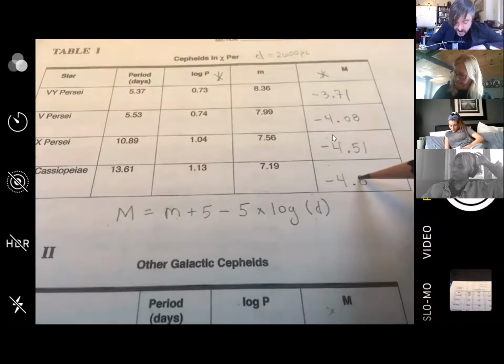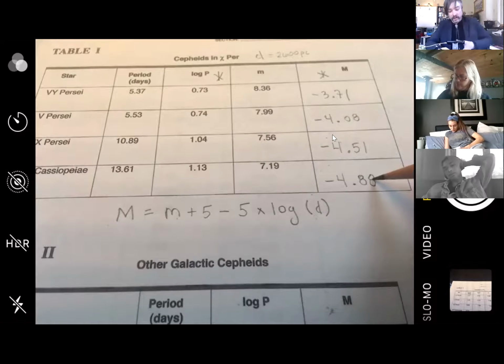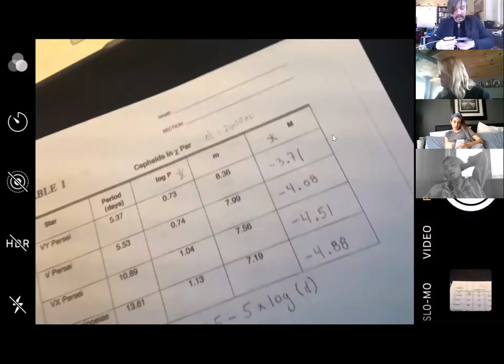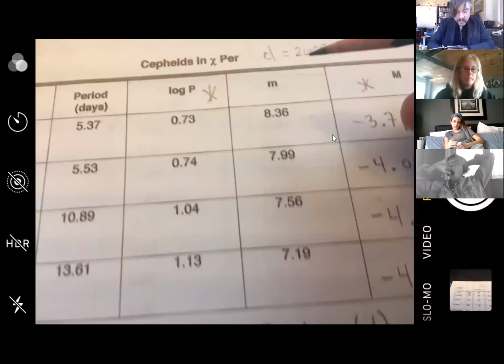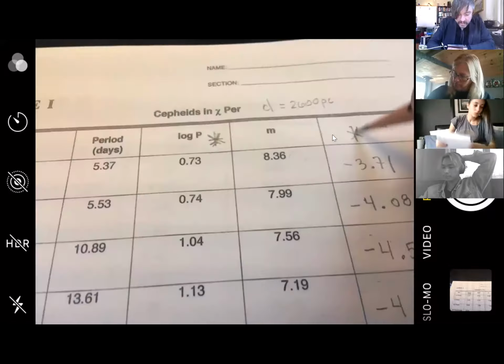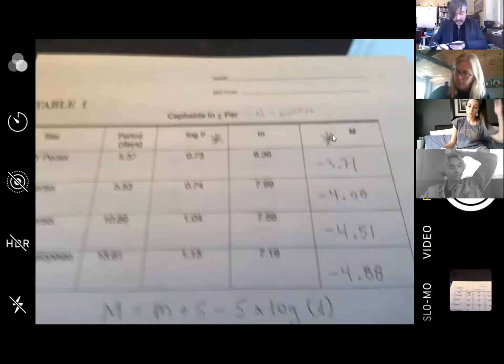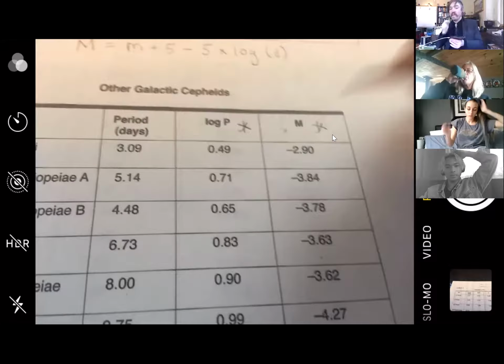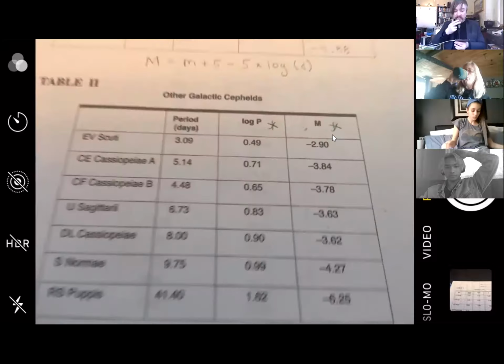Okay. Now we're ready to do some plotting. Y'all gonna love this. Too many things. Put a star next to log P. Put a star next to absolute magnitude. And then down here, we're gonna have to plot these points as well. This is gonna suck a little bit.